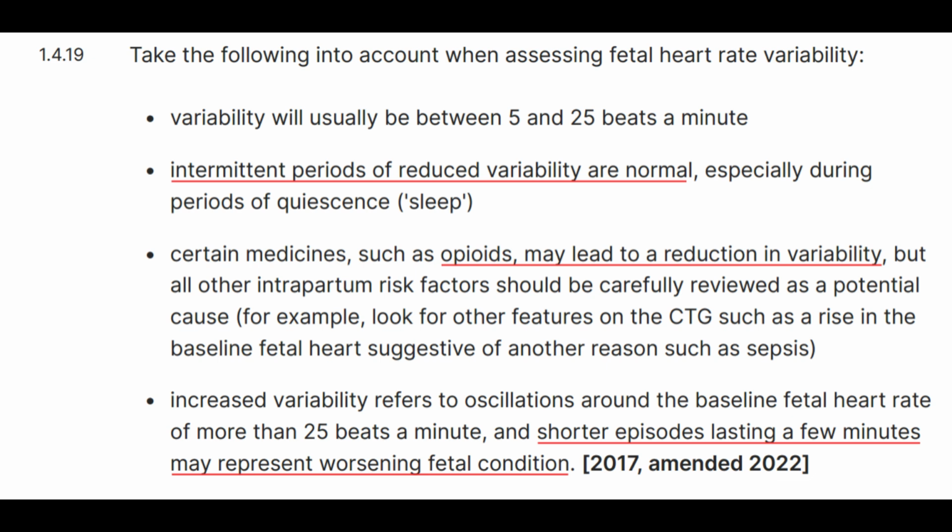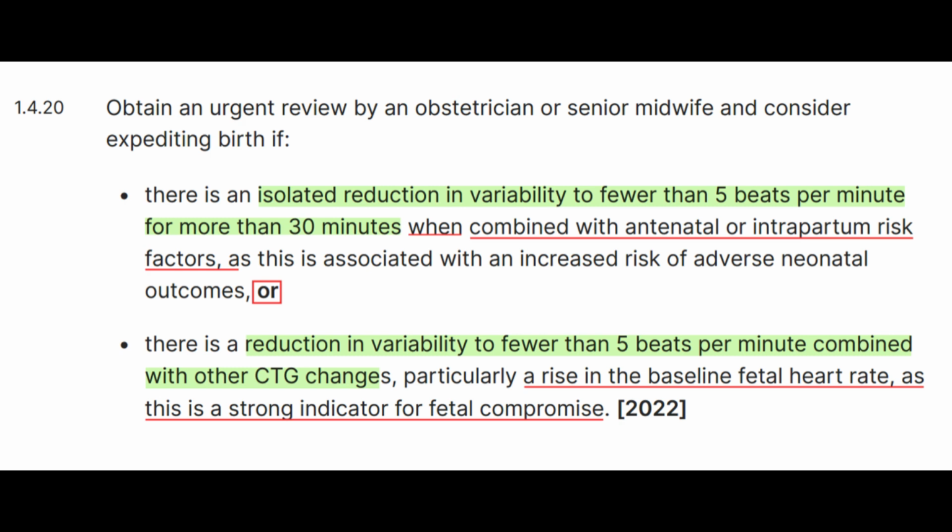Increased variability refers to oscillations around the baseline fetal heart rate of more than 25 beats a minute, and shorter episodes lasting a few minutes may represent worsening fetal condition. Obtain an urgent review by an obstetrician or senior midwife and consider expediting birth if there is an isolated reduction in variability to fewer than 5 beats per minute for more than 30 minutes when combined with antenatal or intrapartum risk factors, as this is associated with an increased risk of adverse neonatal outcomes, or there is a reduction in variability to fewer than 5 beats per minute combined with other CTG changes, particularly a rise in the baseline fetal heart rate, as this is a strong indicator for fetal compromise.